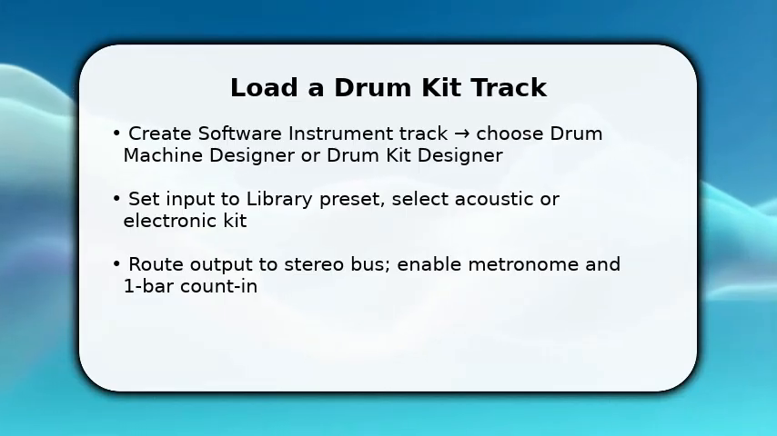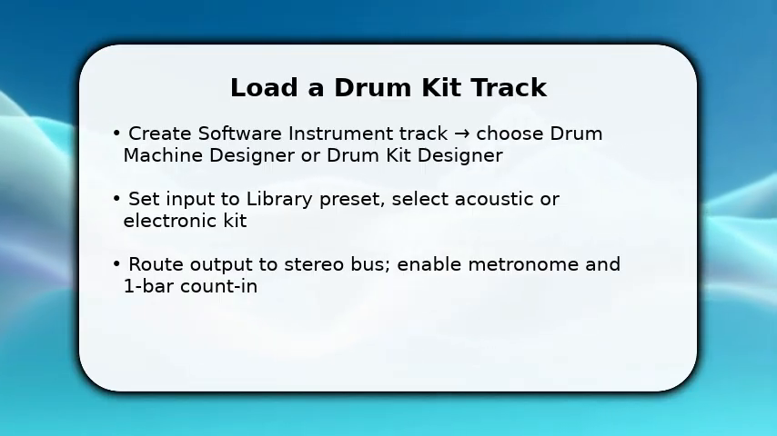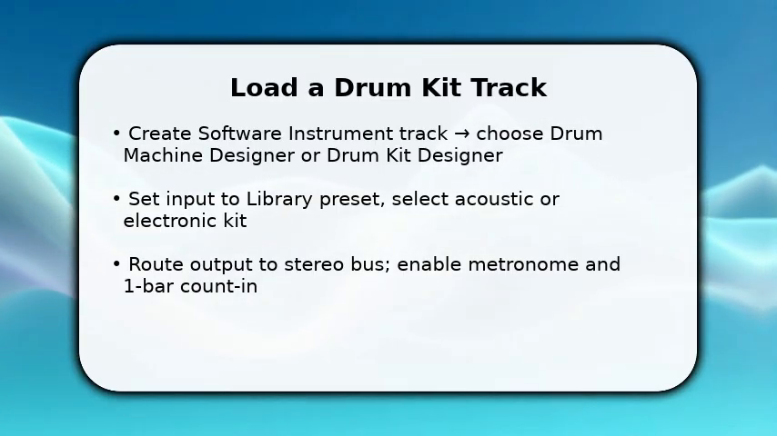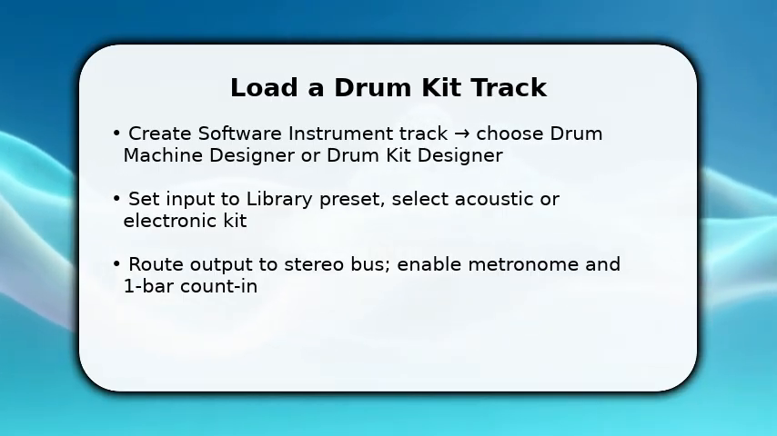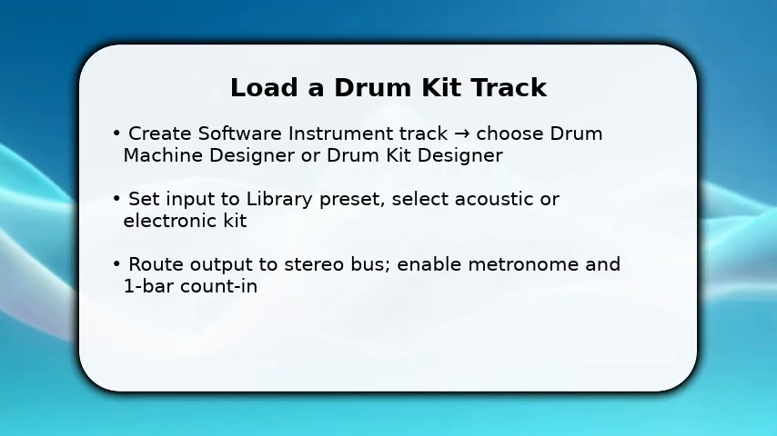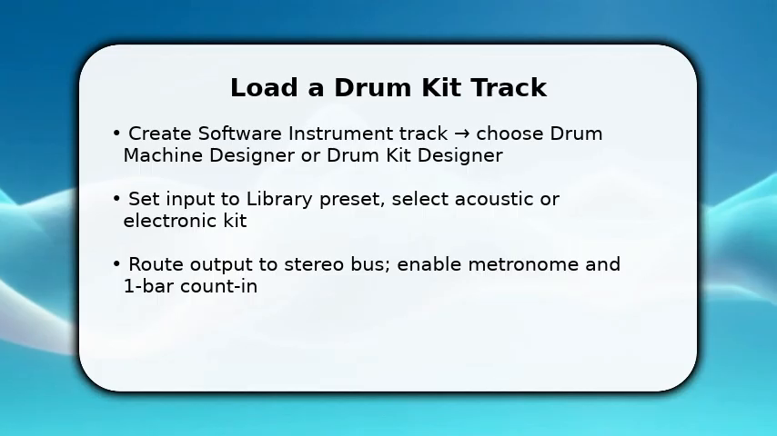You start by creating a software instrument track and loading Drum Machine Designer or Drum Kit Designer. This gives you mapped pads and velocity layers. Once done, pick a library preset that matches the sound you want: acoustic for natural drums, electronic for punchy hits, because the instrument choice shapes dynamics and sample layering.